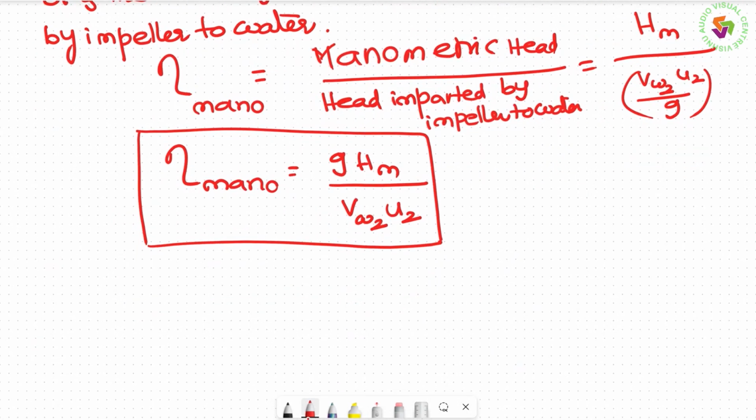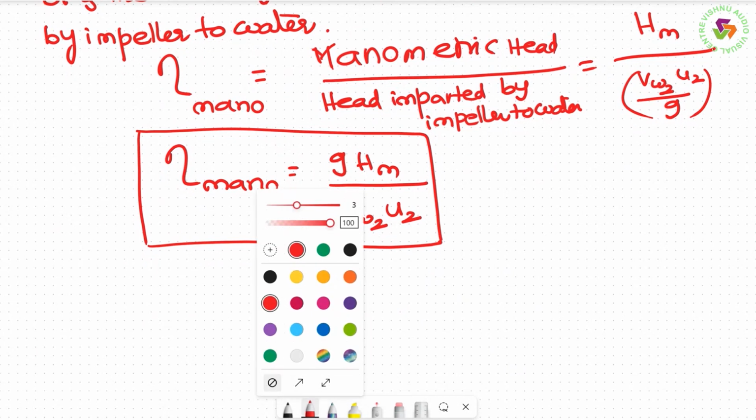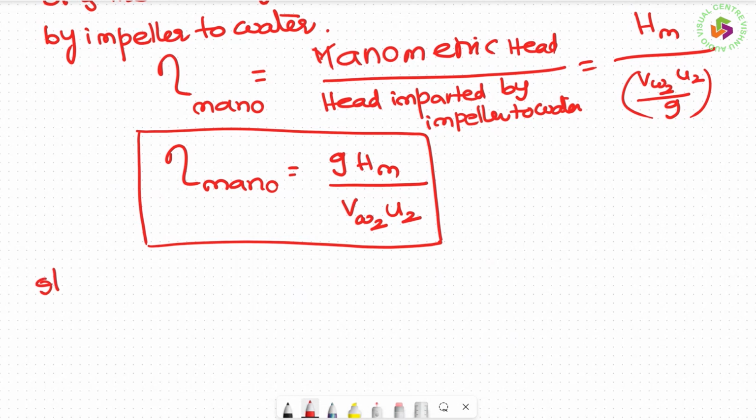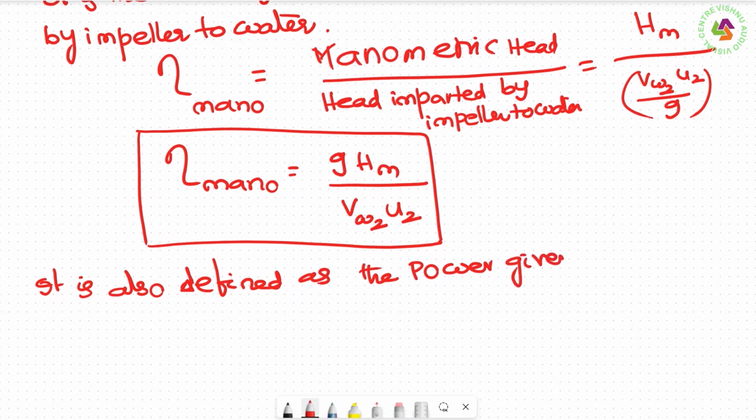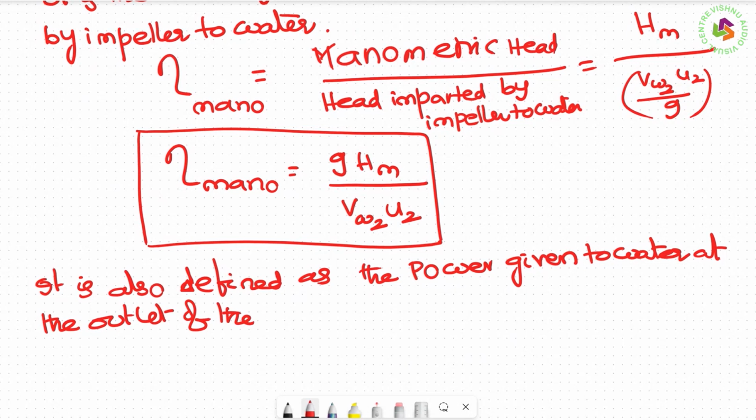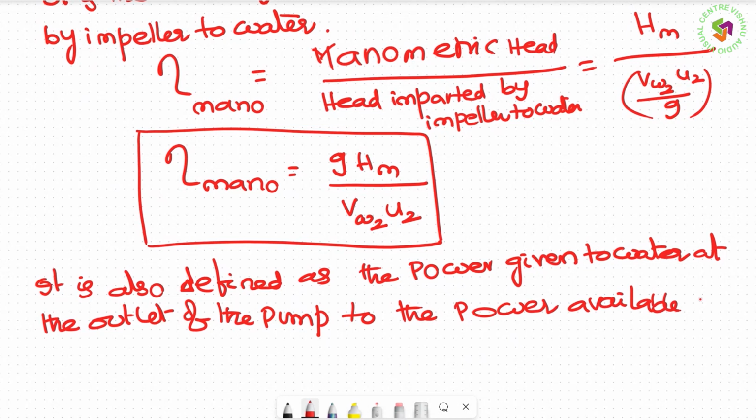Then manometric efficiency can also be defined, because there are different definitions, as the power given to water at the outlet of the pump to the power available at impeller.